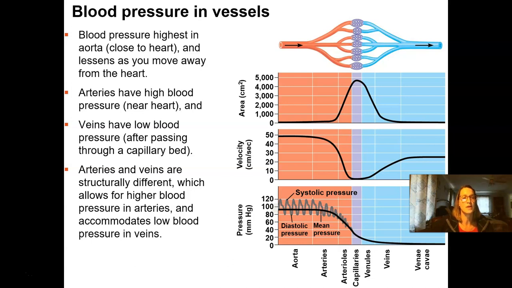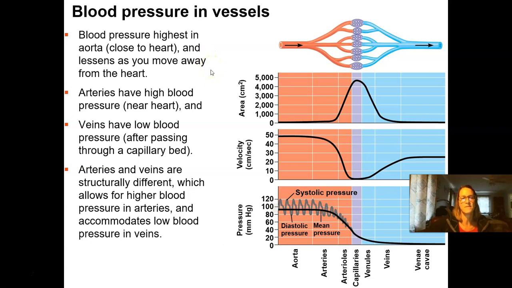So remember that the aorta is the closest vessel to the heart that is carrying oxygenated blood through the whole body. Okay, so the aorta is really close to the heart and it has the highest blood pressure because it's closest to where the most intense pumping is.